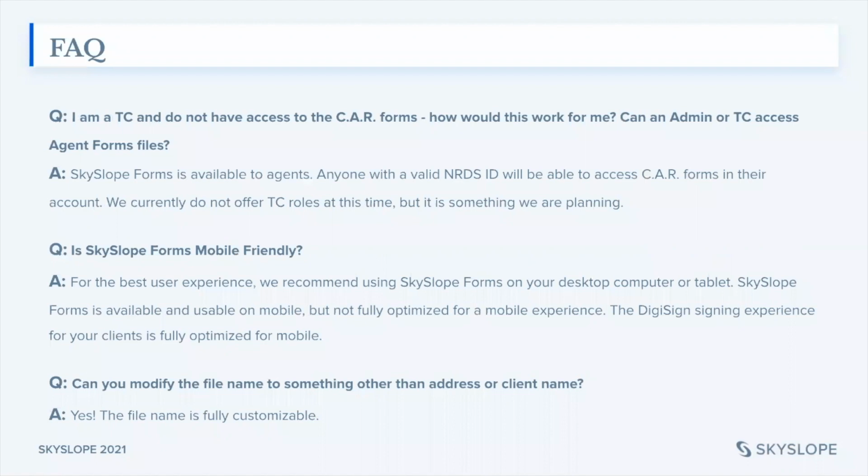All right. So, next question. I am a TC. I do not have access to CAR forms. How is this going to work for me? Can an admin or TC access agent forms? So, right now, SkySlope Forms is only available to agents. It will require you to log in with your NRDS ID, and it will be available within your account. Currently we do not offer TC roles at this time, but it is something that we're planning for a future release.